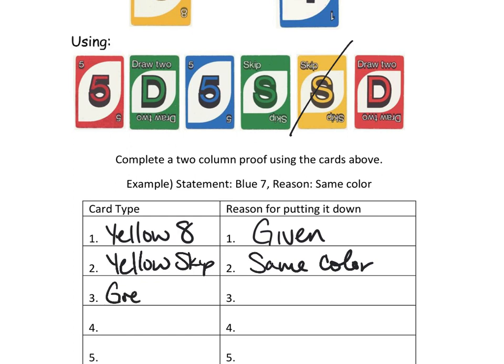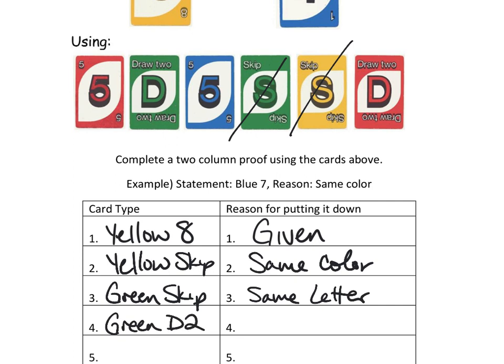Green skip. Why are we allowed to play the green skip next? Same kind of card, right? So we're going to say same letter, just for easy. Same letter. After the green skip, what's the next card I can play? Green, draw 2. Why are we allowed to play the green, draw 2? Same color. All right, after the green, draw 2, what's next?